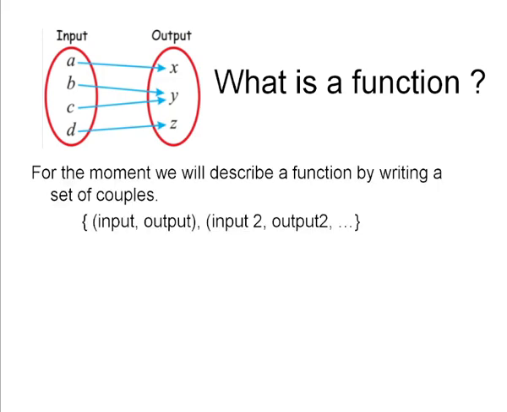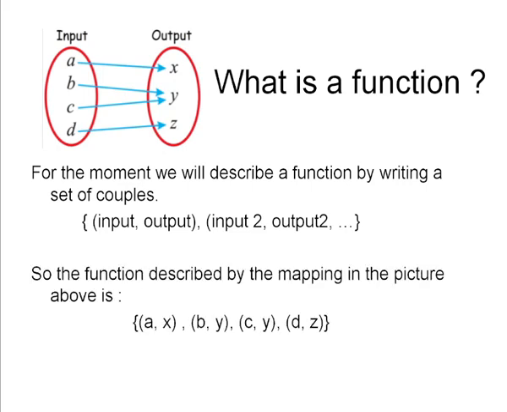So for the moment, we can describe a function. If we want to describe a function, we could draw a picture that describes it perfectly. But seeing as you're going to be typing your answers into a computer, it's going to be easier to write a set of couples. So to do that, we're going to put those curly brackets on the outside to say it's a set, and then all the couples go inside the set. So the couple is input, comma, output.